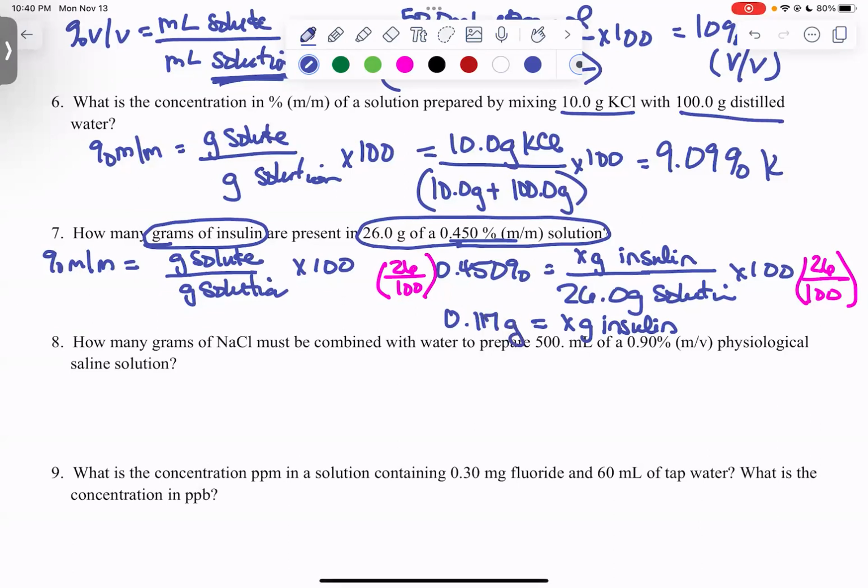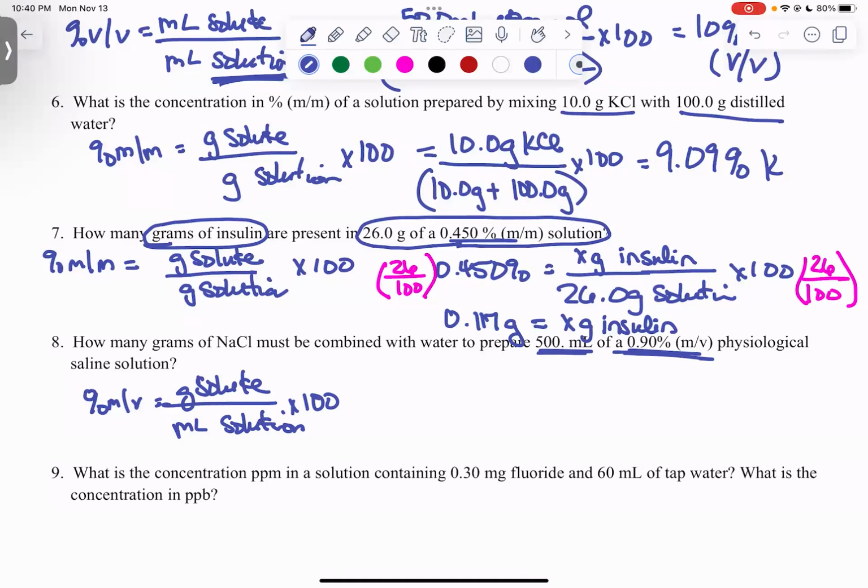Okay. How many grams of NaCl must be combined with water to prepare 500 milliliters of a 0.9% mass by volume physiological saline solution? Okay. So we're going to use our formula, and our formula is our mass by volume: grams of solute over milliliters of solution times 100. Okay, so now I know how much I want. My solution is 500 milliliters, and it should be a 0.9%.